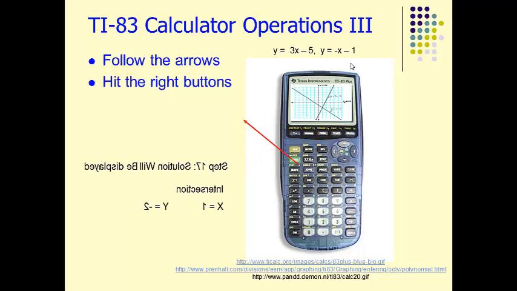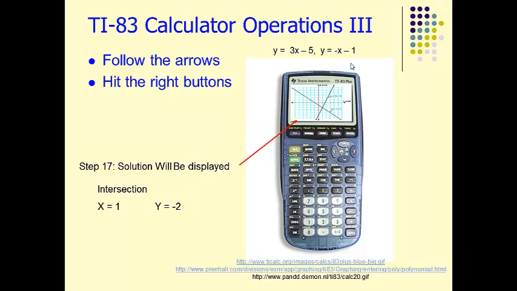And in the lower portion of the screen, you will notice that it says x equals 1, y equals -2. And if you look closely on the graph, you will see that those two lines cross at x equals 1 and y equals -2. That is the solution to a set of linear equations.